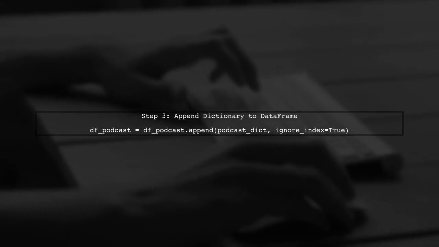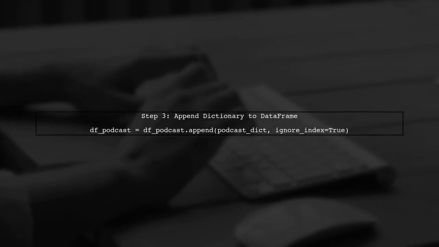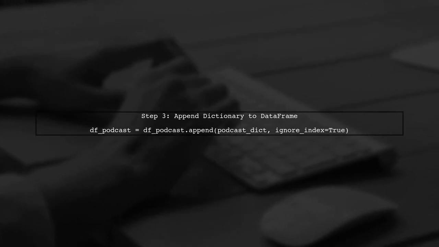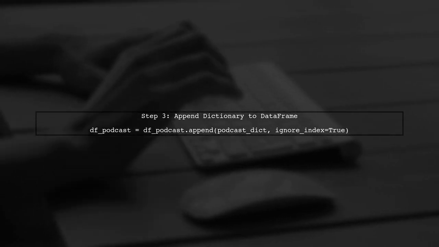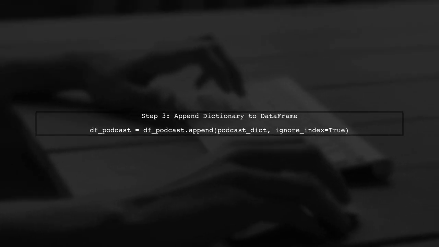Now that we have our dictionary populated with key value pairs, we can append it to our data frame. We will use the append method of the data frame to add the dictionary as a new row.